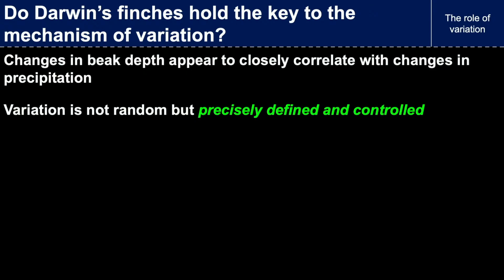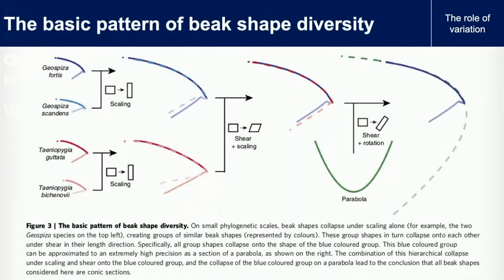So here's what's interesting about that. That variation is not random. It's precisely defined and controlled. Why do I say that? Because someone went and studied it. And what they discovered was that the beak variation is not random and not sort of chaotic or haphazard. In fact, it's very tightly controlled, such that you can actually do a study and take all the different beak shapes and actually reduce them all to a conic section, a parabola. So they all fit on a parabola. They don't deviate from the parabola.